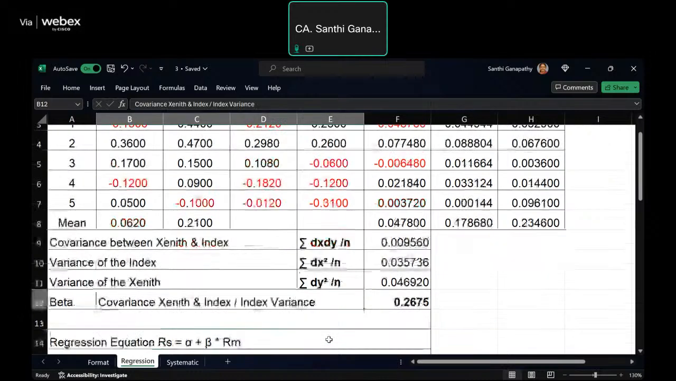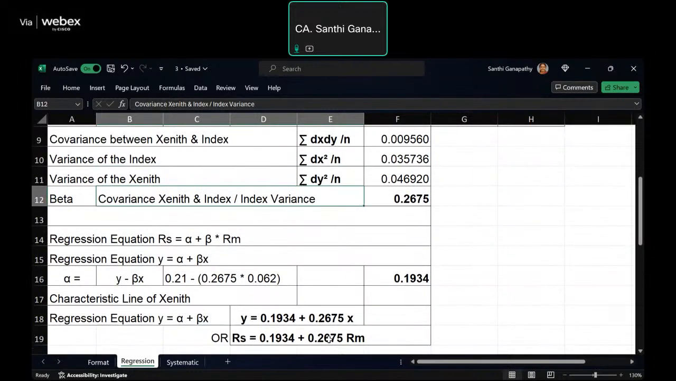So once we have beta, the regression equation, we know, is alpha plus beta into Rm. We know y is equal to alpha plus beta x, so alpha will be y minus beta x. So we find alpha. The characteristic line, or regression equation, of Zenith would be alpha plus beta into Rm. Rm is the independent variable represented by x. Rs is the dependent variable represented by y.